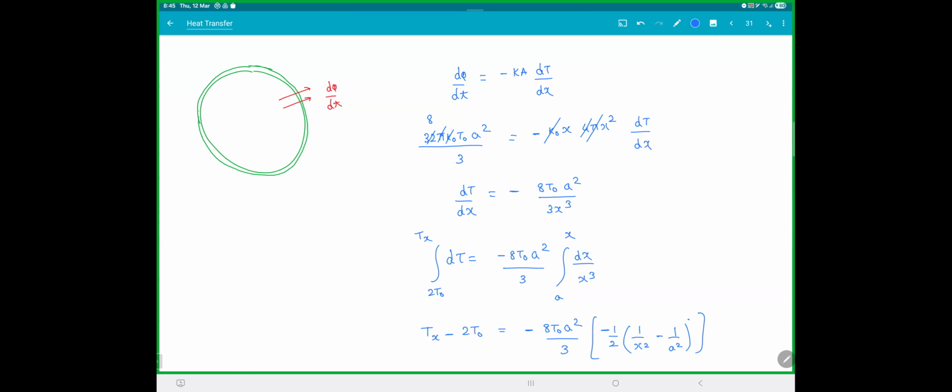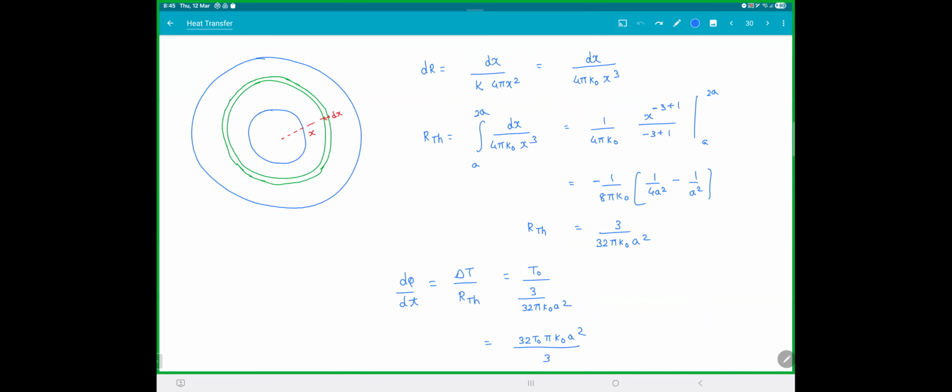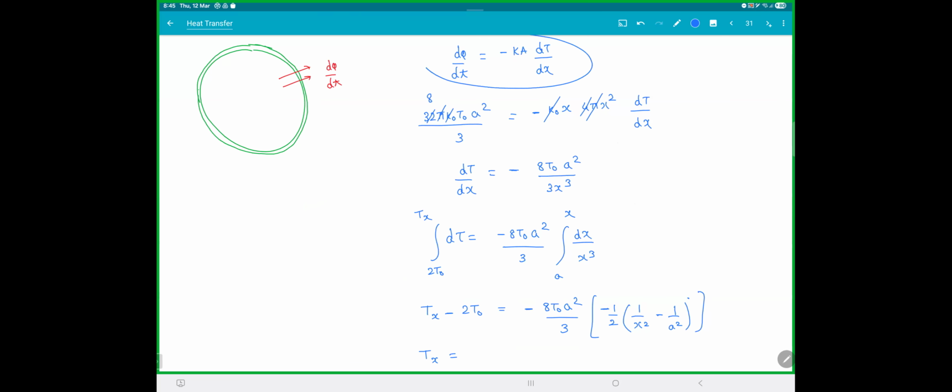Yeah, you can simplify this. Solve this and you'll get the answer for Tx. I'll leave it to you. Clear with the steps? So it doesn't matter what shape I give you. I give you a cylinder, I give you a solid sphere. This is the idea. Always you could take a small element, right? You find the resistance. From there you get R thermal. And then for that small element, you can write dq by dt separately, the differential form, and then substitute dq by dt and finish it off. Have a look at this.